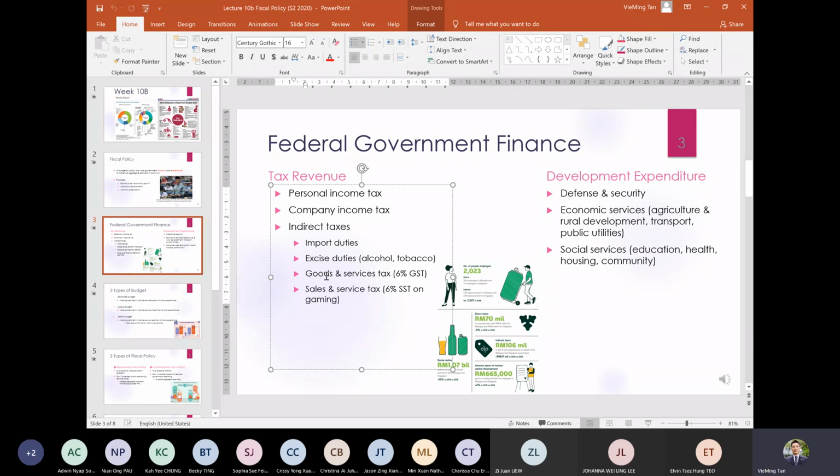And what other tax can be charged by the government then? It can be GST. GST in Malaysia, in the past few years, started, I think, from 2016 until 2018. Malaysia used to have GST. GST is implemented for all of the goods and services produced in an economy.